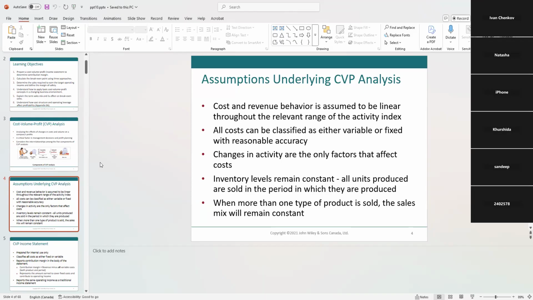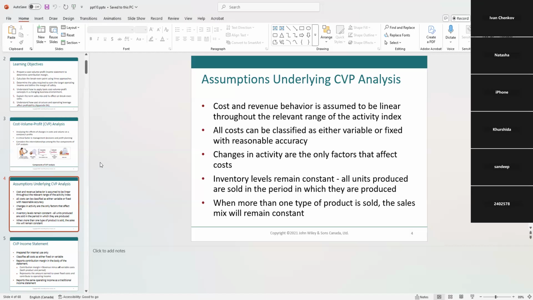Next thing, the only thing that's going to change in the whole situation is the level of activity. Either we're going to start selling more units, or we're going to start selling fewer units. Nothing else changes. Costs don't change, sales price doesn't change, nothing else. And then we're going to see what's the effect of the change in activity on the profit. The other assumption that we're going to make is we're not building inventory, meaning that whatever we produce is exactly how much we sell. All the units produced are sold.